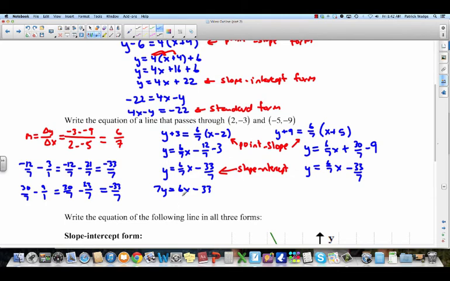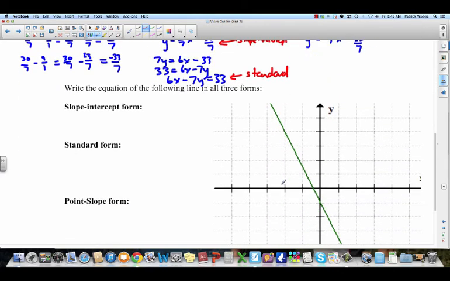Almost done. All I need to do is move the 7y over, so I get 6x minus 7y, and move the negative 33 over, so positive 33 here. I'll rewrite it. 6x minus 7y equals 33. Of course, it'd be exactly the same here. I'm not going to do it again because it's exactly the same thing. And this is standard form. All right, we're done. Lots of work, isn't it?